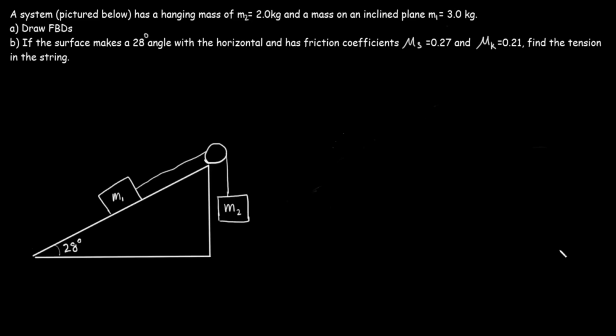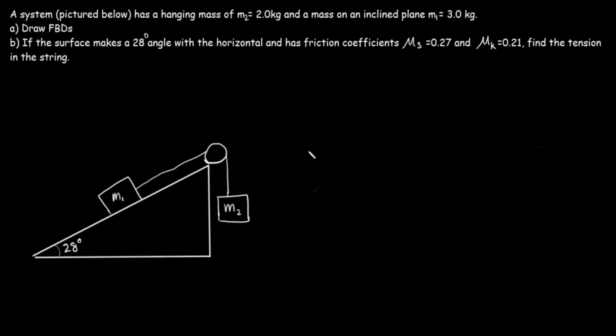A system pictured below has a hanging mass of m2, which is equal to 2.0 kilograms, and a mass on an inclined plane, m1, which is equal to 3.0 kilograms. Part A, draw free body diagrams, and Part B, if the surface makes a 28 degree angle with the horizontal and has friction coefficients, static friction equals 0.27 and mu kinetic equals 0.21, find the tension in the string.